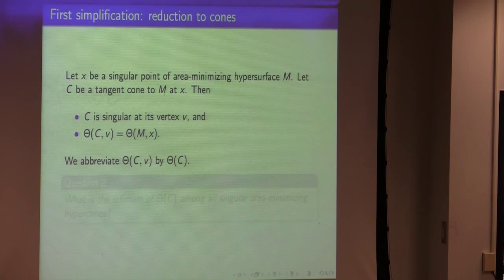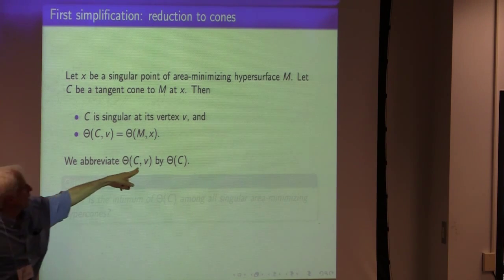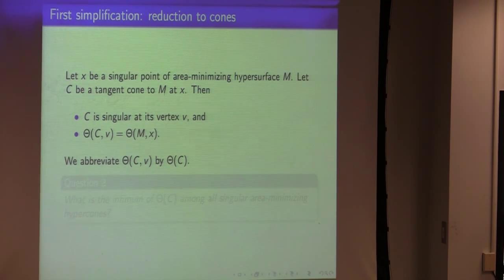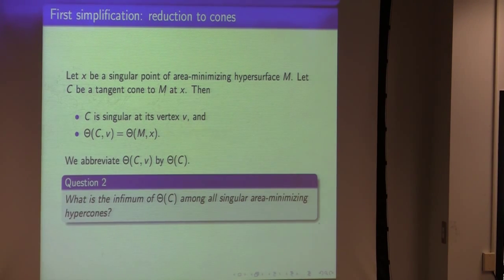Okay, and it's convenient to abbreviate: the density of a cone at its vertex, just say that's the density of the cone. When I say density of cone, I mean density of the cone at the vertex. So instead of asking what's the least possible density of singularities among all area minimizing hypersurfaces, you could just ask what about area minimizing cones? And you get the same answer by this reasoning. So question two is, what's the infimum of density of a cone among the class of all singular area minimizing hypercones? Okay, so it simplifies it. You just have to look at cones. You don't have to look at arbitrary minimizing hypersurfaces.